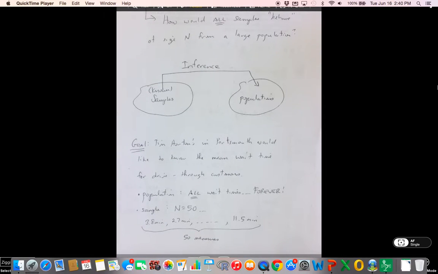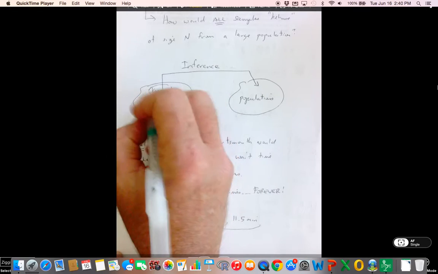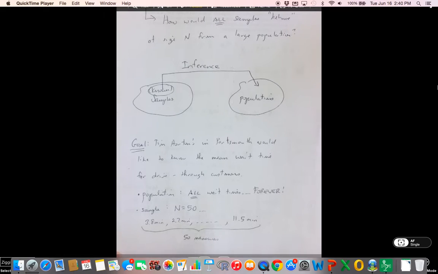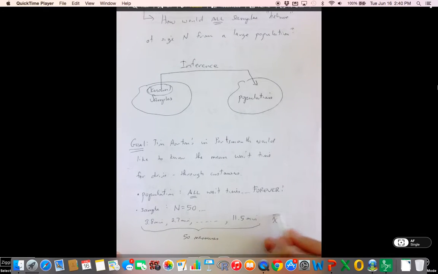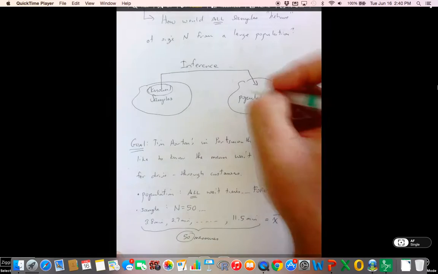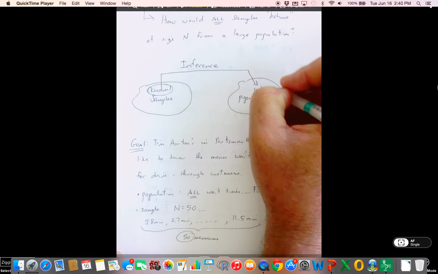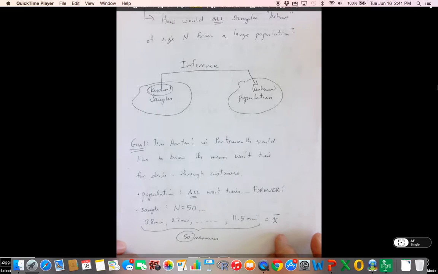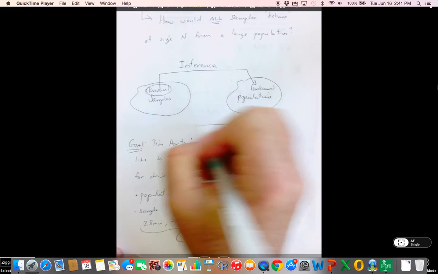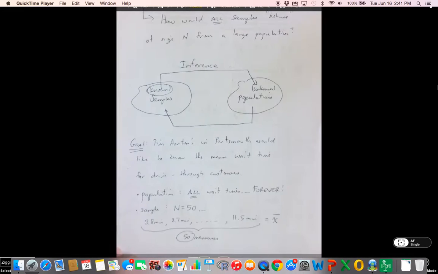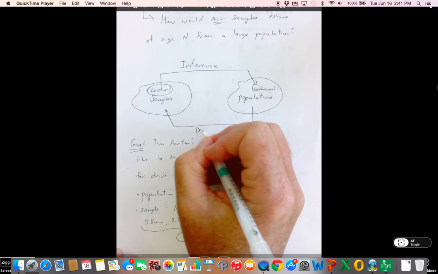That we could collect. Now, we would know our sample. All we'd have to do is add up these numbers and we would get our sample mean of these 50 measurements. And we could use that to estimate something that's unknown in our population. Now, before we get into that, we're going to look at the other direction called probability.